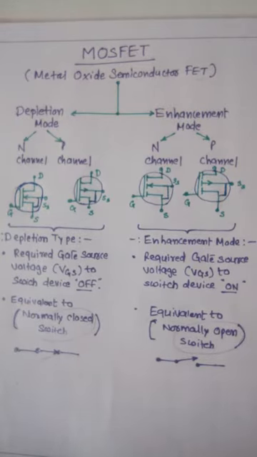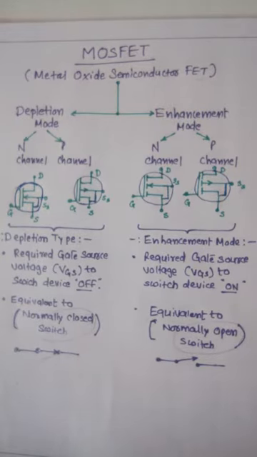Now, the depletion type requires a gate source voltage, meaning the voltage between gate and source, to switch the device off. It behaves like a normally closed switch. The enhancement mode requires a gate source voltage VGS to switch the device on, and it is a normally open switch. In this video we discuss the construction and working of the depletion mode N channel and depletion mode P channel MOSFET.